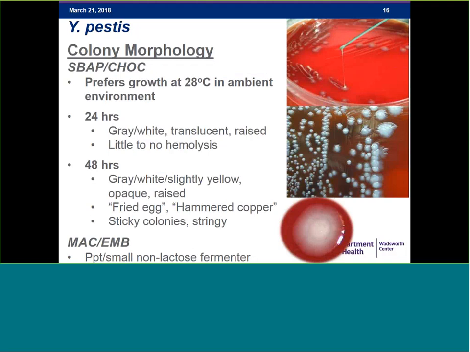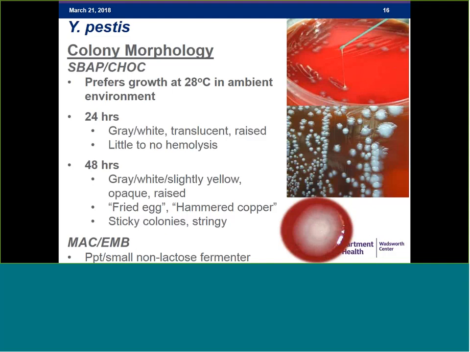Yersinia pestis is a facultative anaerobe normally isolated from sterile sites such as blood, CSF, and other body fluids. It will grow in 5% CO2, but it prefers an ambient atmosphere at room temperature. It will also grow at routine 35 to 37 degrees incubation temperature, but growth rates will be significantly slower than other Enterobacteriaceae at this temperature.